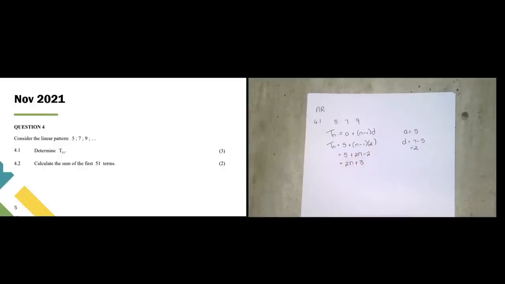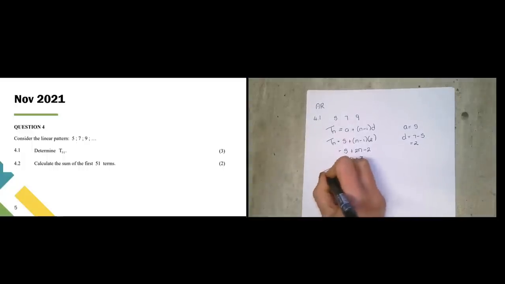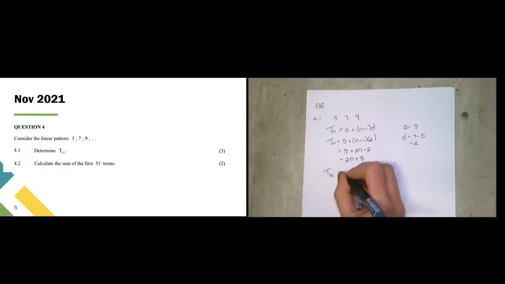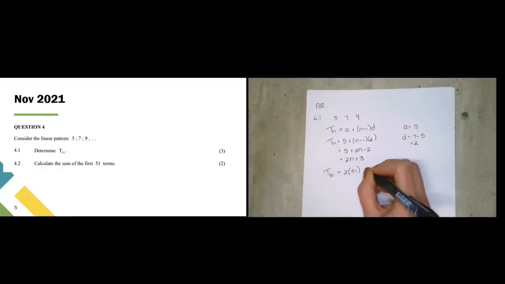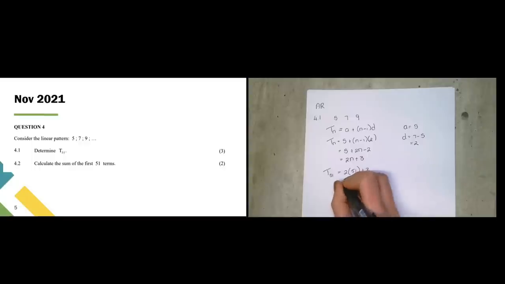Have I finished this question yet? No, they said determine term 51. So I now have to go and work out if n was 51, what would it be equal to? So I go and substitute in 51 in n's place. So 2 times 51 plus 3. And now I can use my calculator and I get the answer is 105.